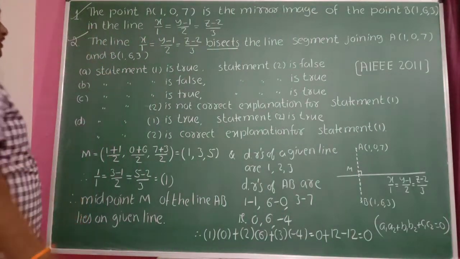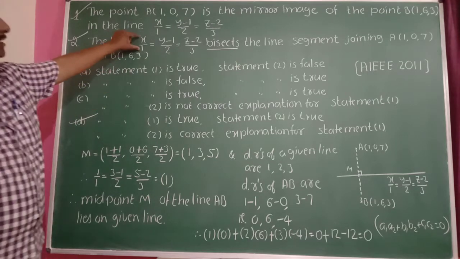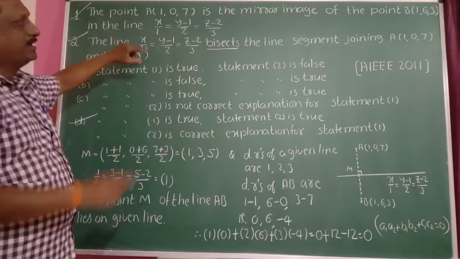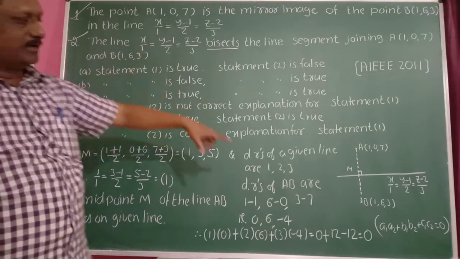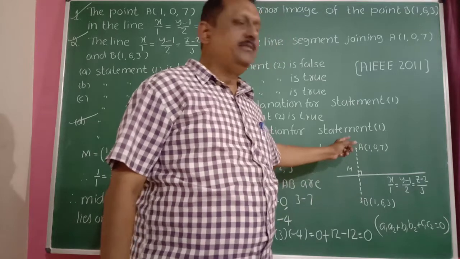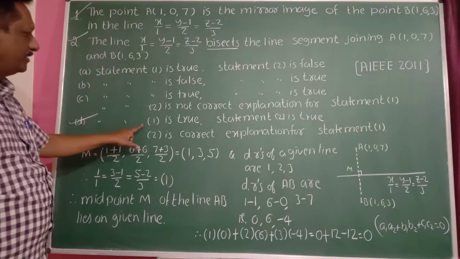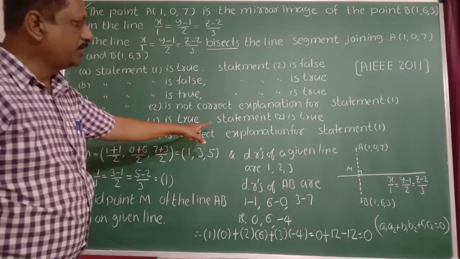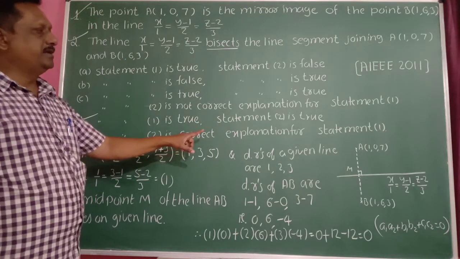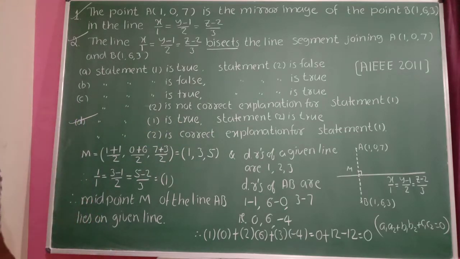And statement 2 is a correct explanation for statement 1 here, because the line bisects the line AB means the midpoint always lies on the line. If the midpoint lies on the line, then obviously A is a mirror image of B, or B is a mirror image of A. So the fourth option is correct here. Statement 1 is true, statement 2 is also true, and statement 2 is a correct explanation for statement 1. So D is the correct option here.